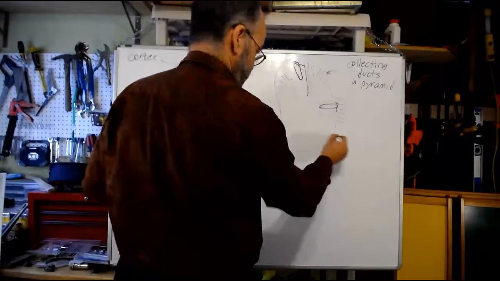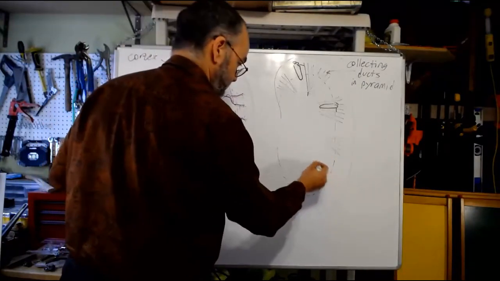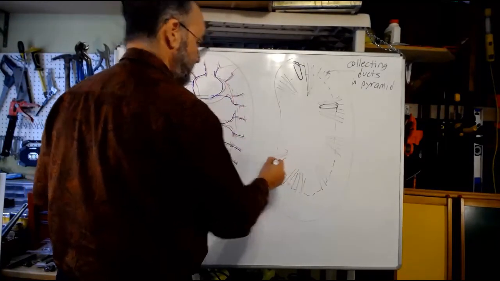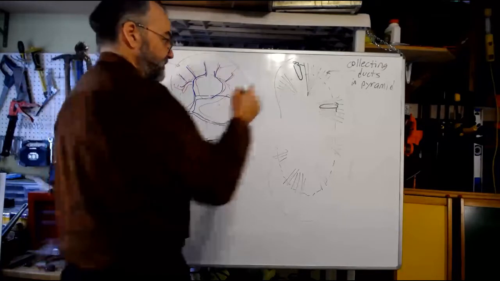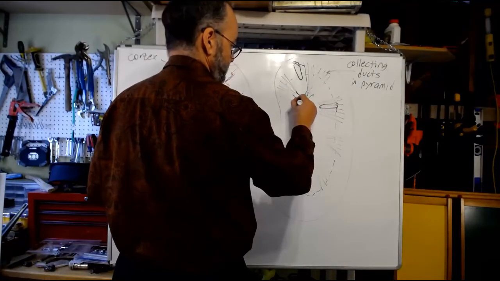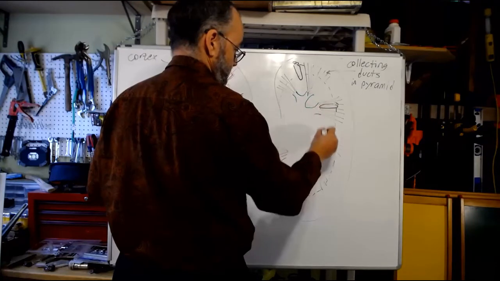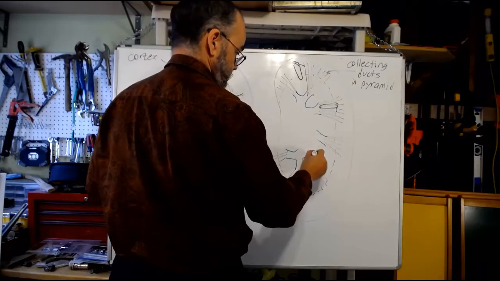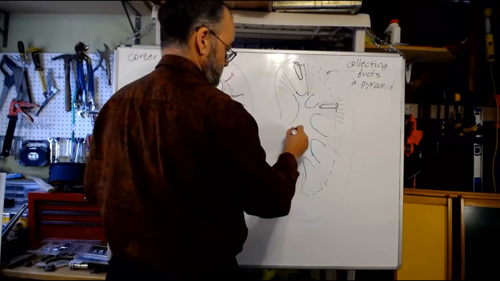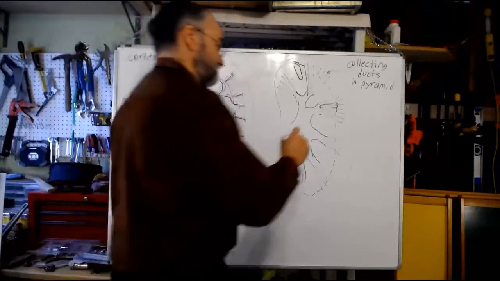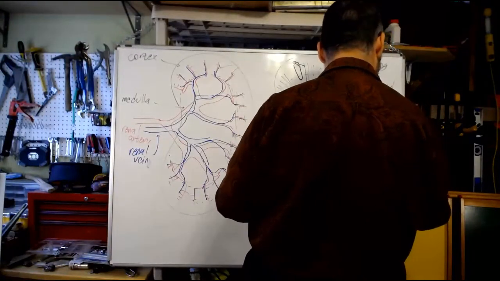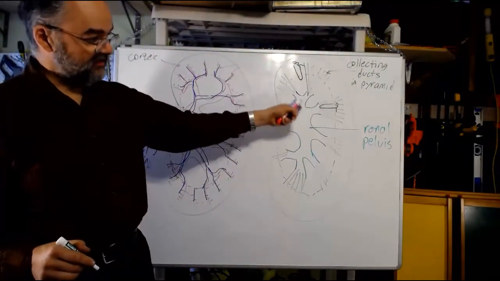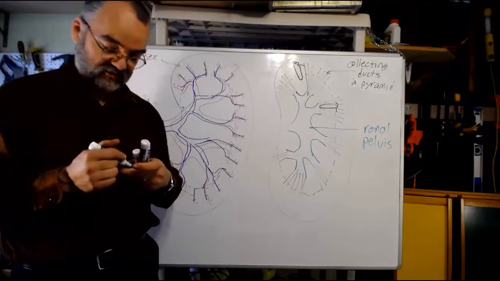So if I just sketch in a few more of these renal pyramids, these renal pyramids gather into a structure called the renal pelvis. This renal pelvis is where these collecting ducts all drain into.